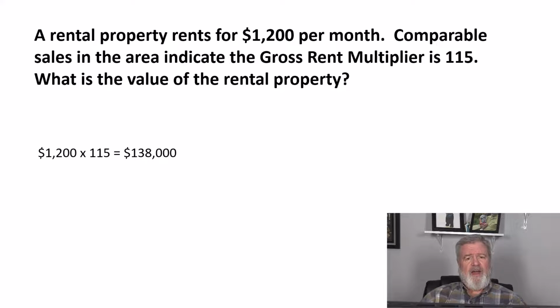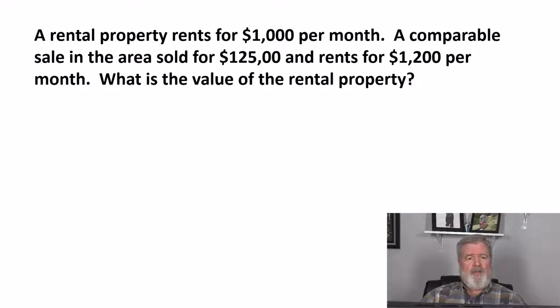A rental property rents for $1,000 per month. A comparable sale in the area sold for $125,000 and rents for $1,200 per month. What's the value of the rental property? So in this question, remember there's three components to the formula, right? If we're trying to figure out value, we've got to know the monthly rent and the gross rent multiplier, and that'll give us the value. But if I'm trying to figure out the gross rent multiplier, then I just need to know the monthly rent and the value, and then I can figure out the gross rent multiplier.